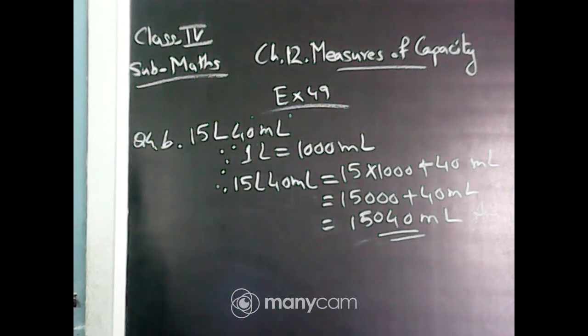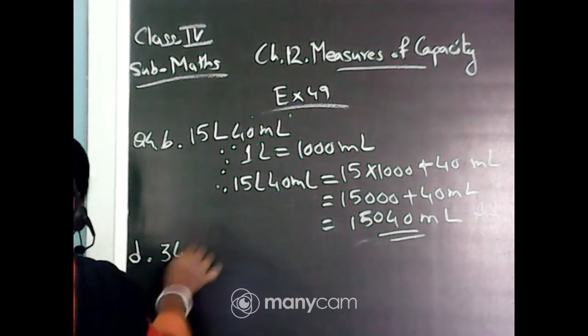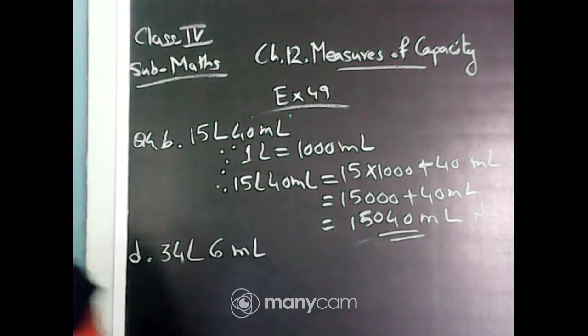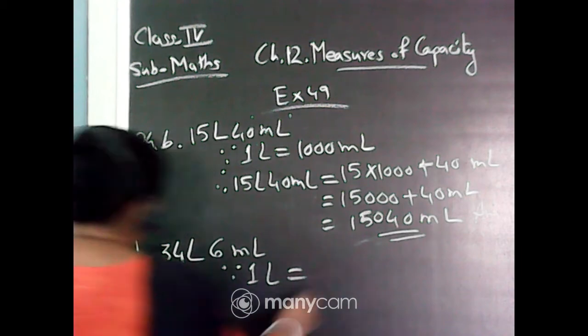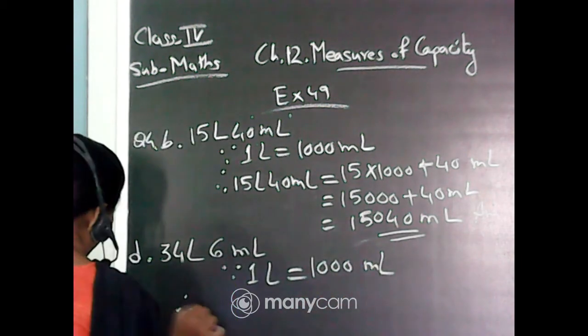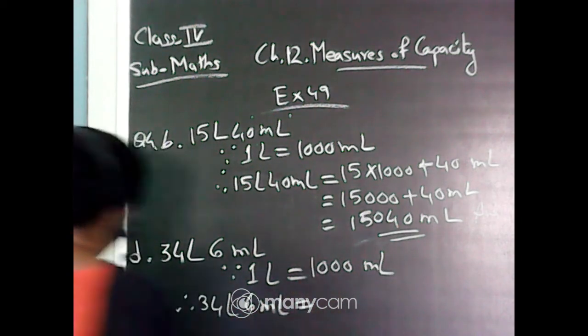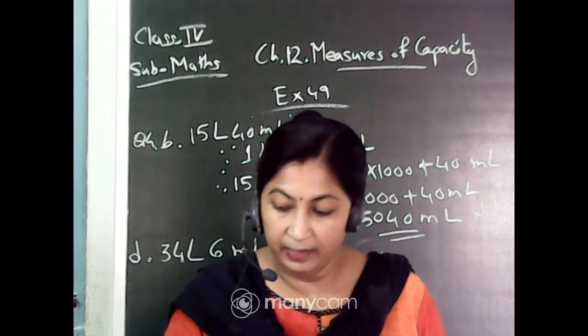Suppose number C or number D. Do number D. Number D is 34 liters and 6 milliliters. So what you will write? Since 1 liter is equals to 1000 milliliter, therefore 34 liter and 6 milliliter is equals to, quickly solve and tell me the answer.